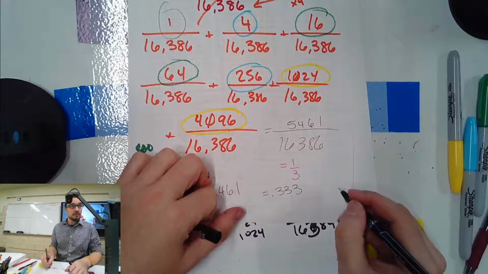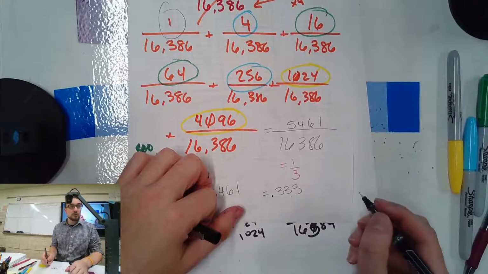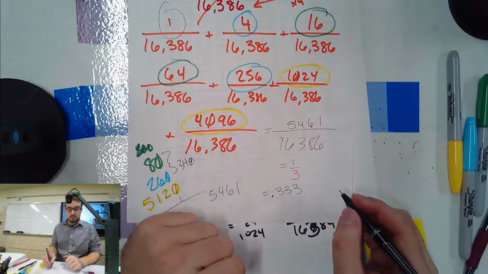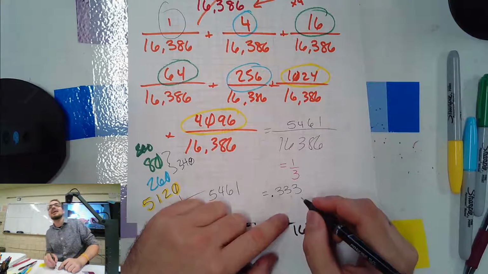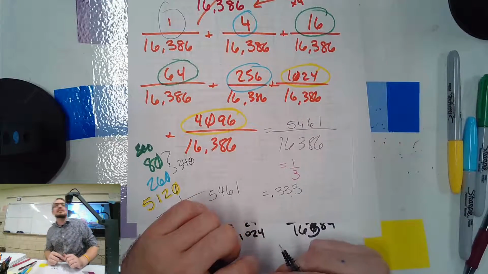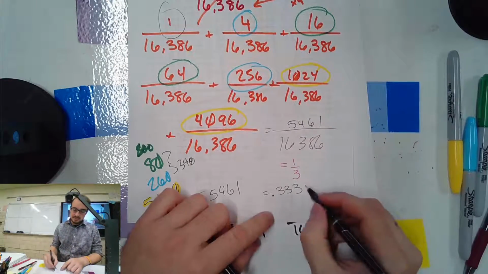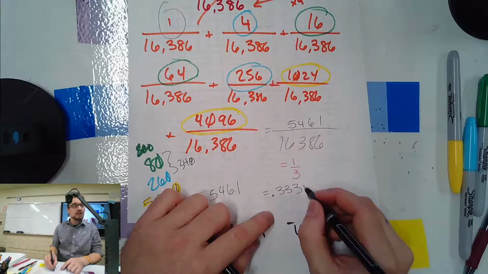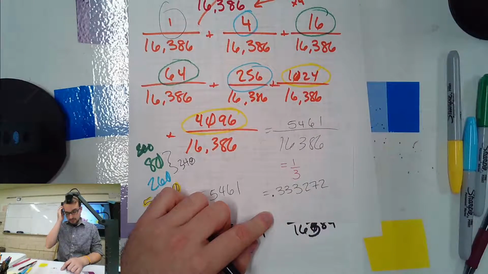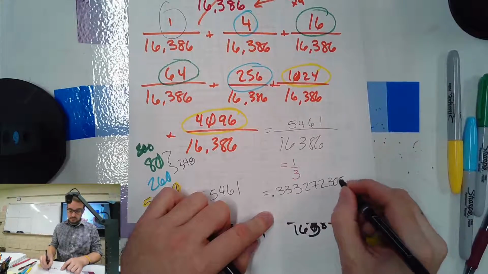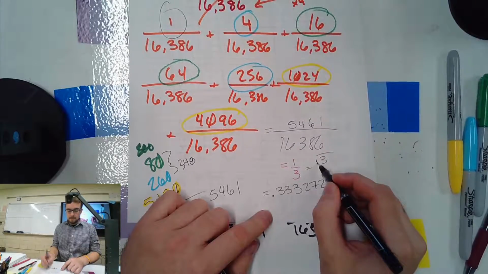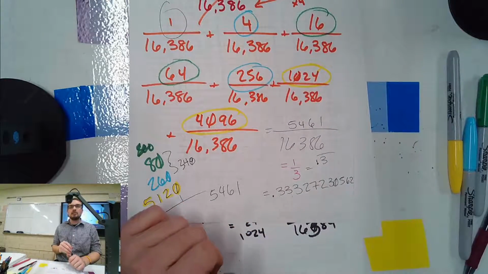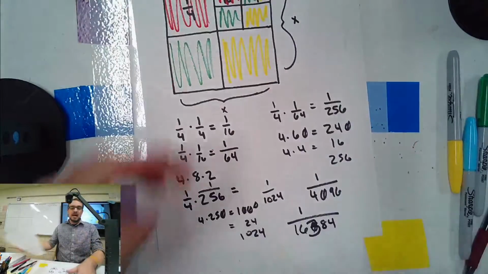How many threes? 0.333 what? 333. 272. 305. 62. All right, so pretty close to 3 repeating, right? Not quite. Why is it close but not quite? How is this not a third?